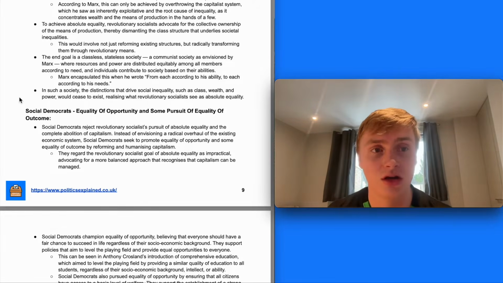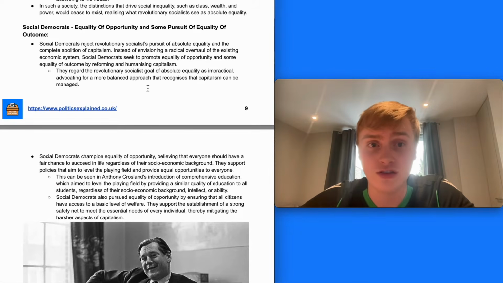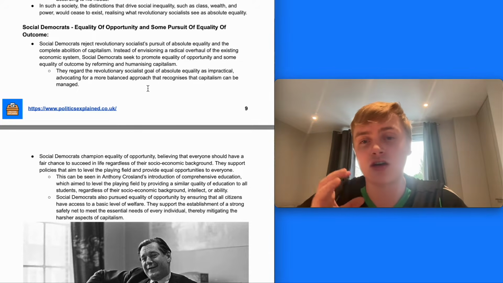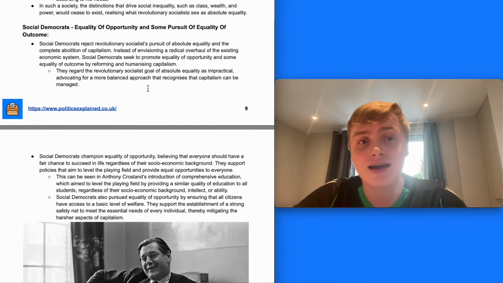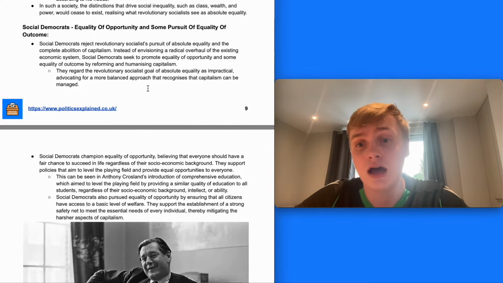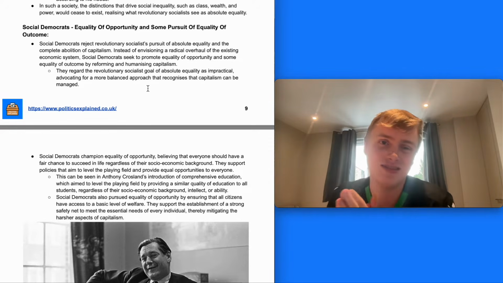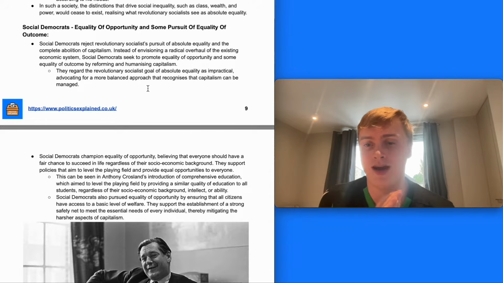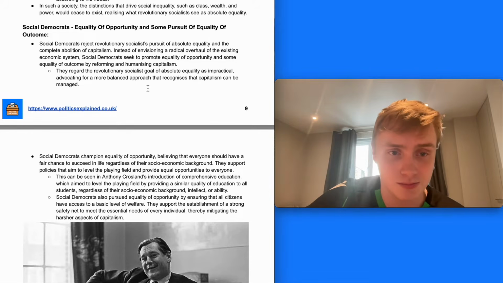And that's where you see that commitment to absolute equality. Okay, so social democrats reject revolutionary socialist calls for absolute equality and the complete abolition of capitalism. Instead of this kind of radical overhaul of the existing economic system, they seek to promote equality within the capitalist system. So they seek to first promote equality of opportunity and also some equality of outcome, but not absolute equality. They see absolute equality as impractical and advocate for a more balanced approach that recognises that capitalism can be managed and equality can be pursued within the capitalist system.